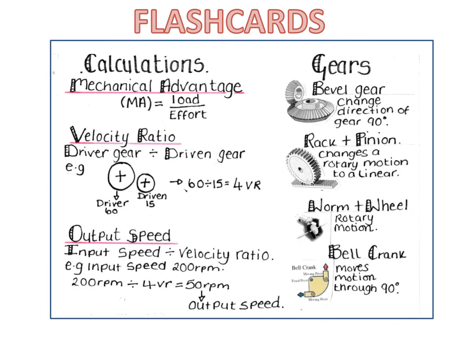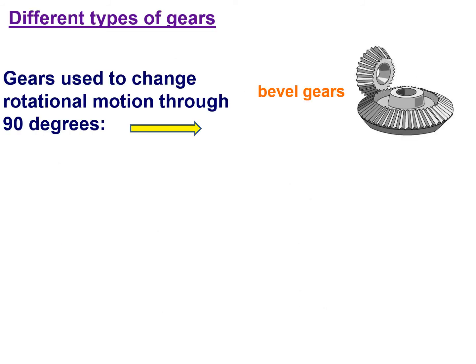We are now moving on to gears and calculations. If you are creating a flashcard, you need to write down the calculation for mechanical advantage as shown. We'll learn the different types of gears and how to calculate velocity ratio and output speed. Different types of gears. First type of gear is a bevel gear. This gear is used to change rotational motion through 90 degrees.